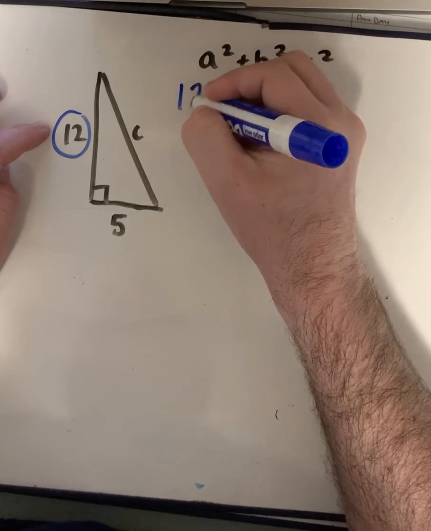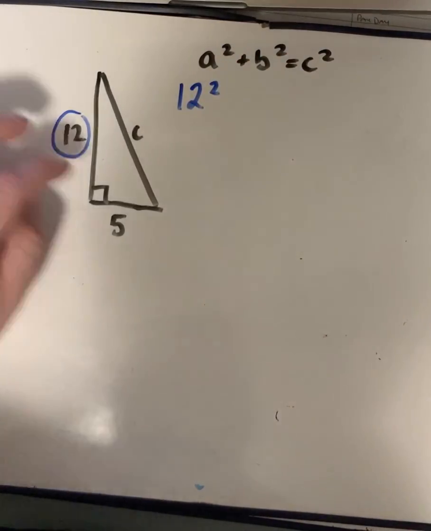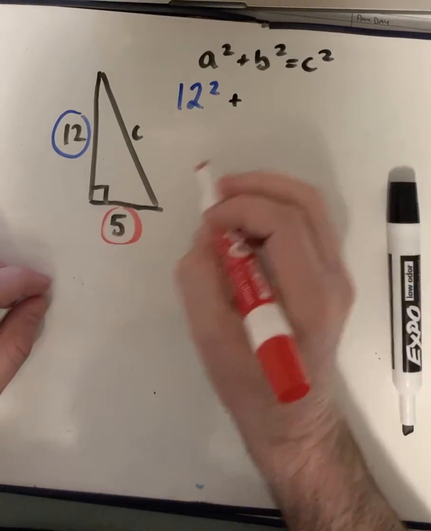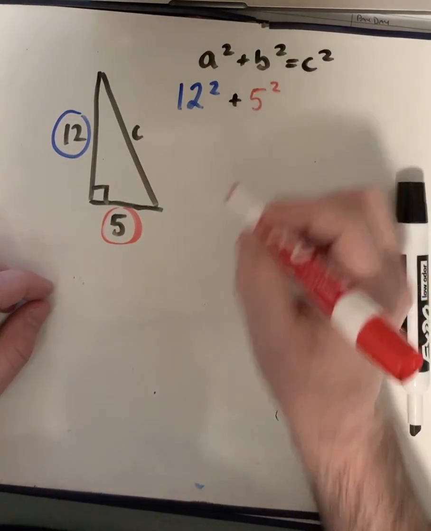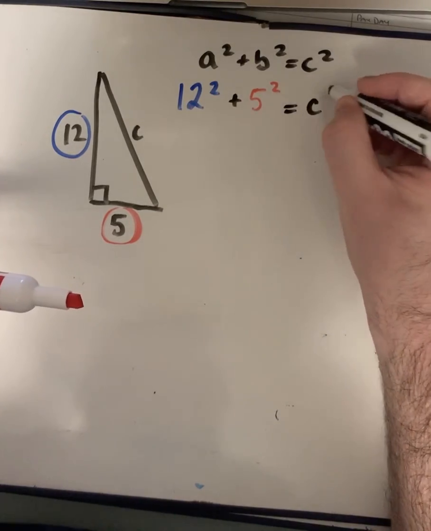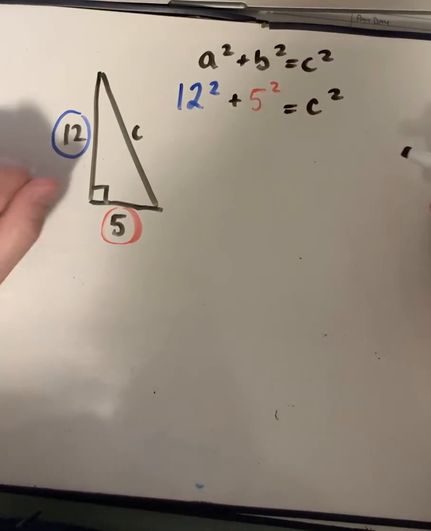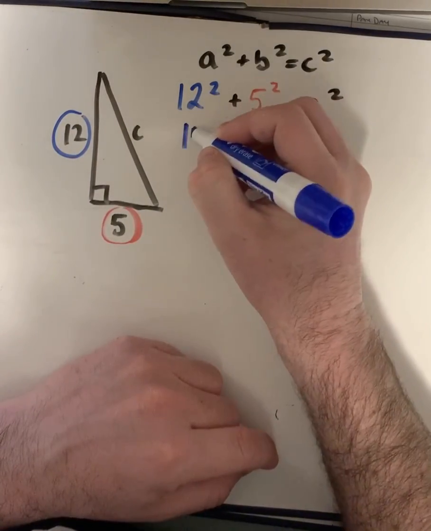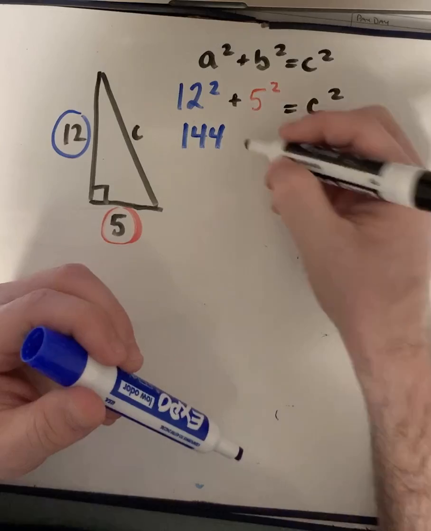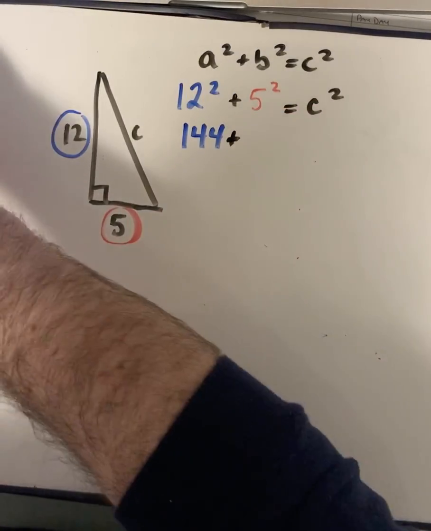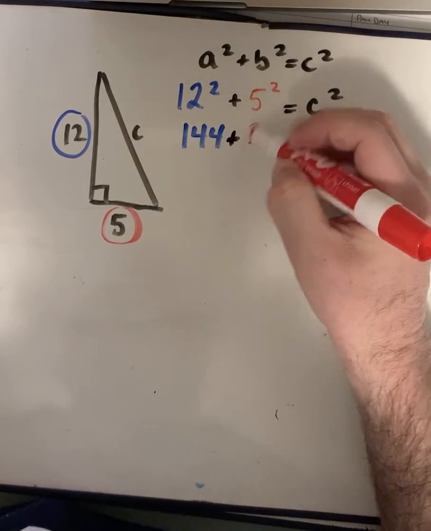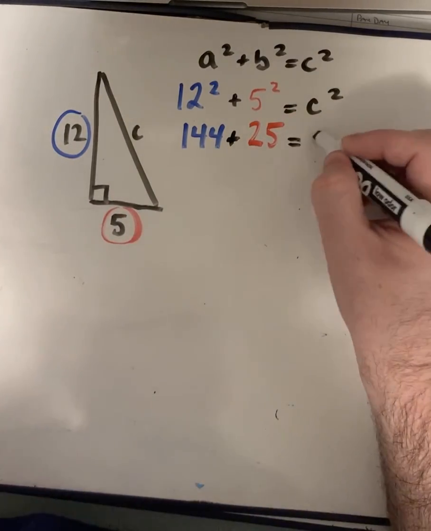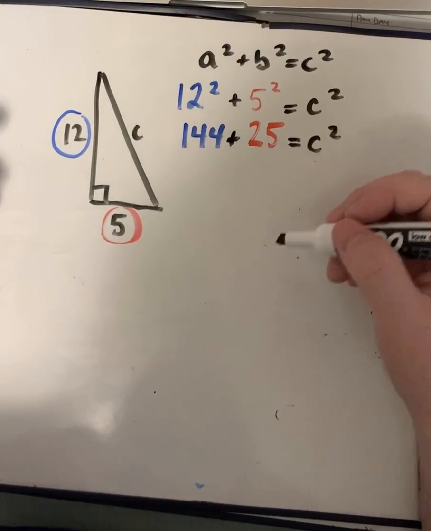So we're going to say that this is going to be leg a. So a is 12 squared plus, I'm going to say that 5 is going to be leg b, so 5 squared. And I'm going to keep it as c squared over here. And now I just do the math. 12 times 12 is 144 plus, well, I know this is 25, equals c squared.